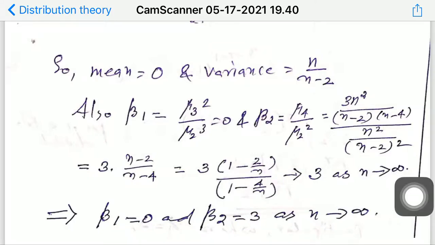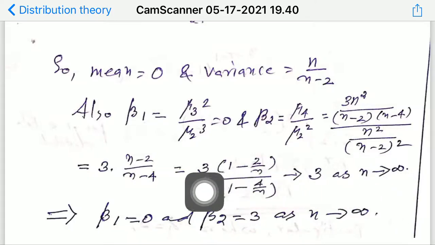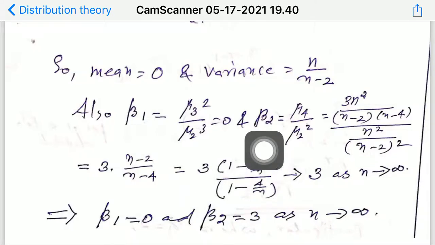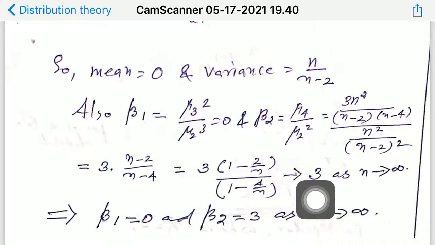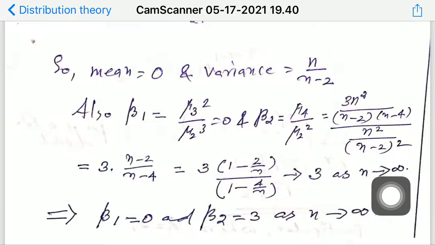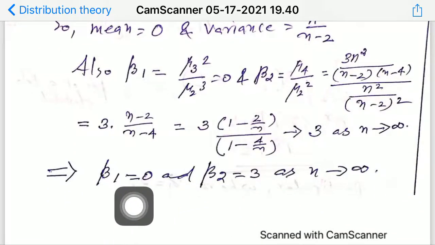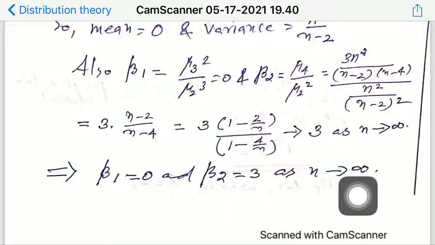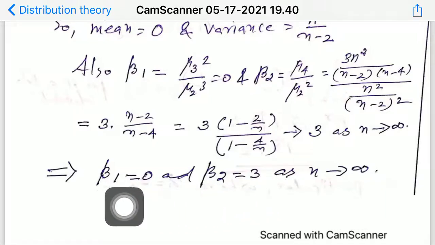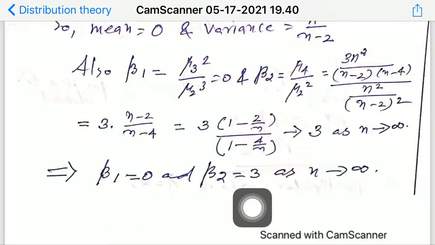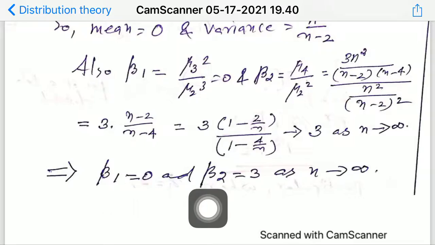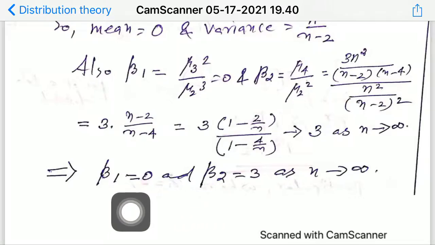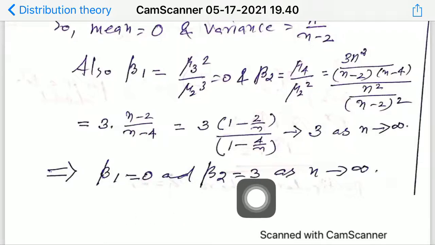Okay, and similarly beta 1 is equal to 0 and beta 2 is equal to 3 as n tends to infinity. That means as n tends to infinity, the skewness measures become 0 and 3, because beta 1 and beta 2 are the skewness measures, and these are actually the properties of a normal distribution. Okay.